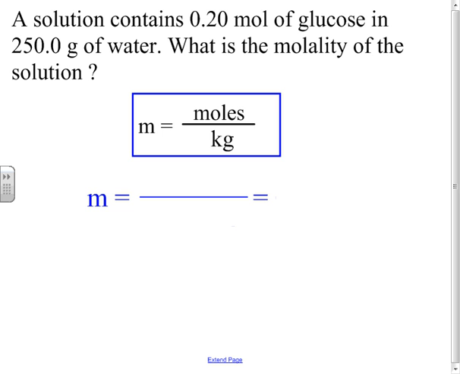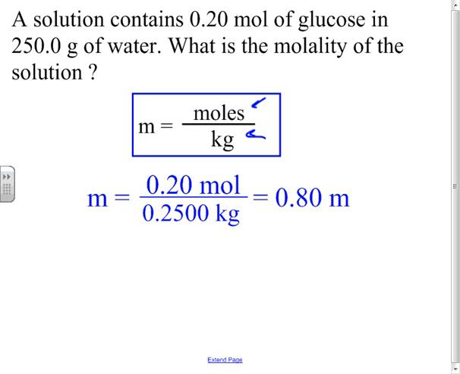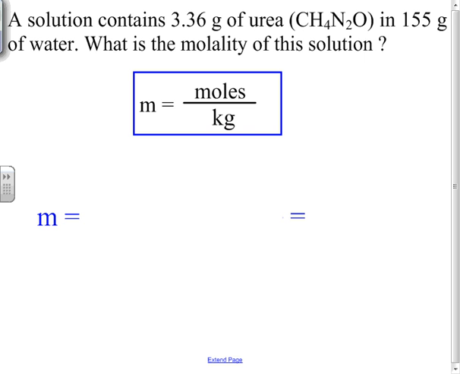Okay, going through a few sample problems. If I told you that a solution contains 0.20 moles of glucose and 250 grams of water, what is the molality of the solution? I just have to take the number of moles, divide by the number of kilograms. So the problem tells us we have 0.20 moles. We have 250 grams of water, divide by 1,000 to get kilograms. And so that comes out to a 0.80 molal concentration. Again, it's the number of moles of solute per kilogram of solvent.